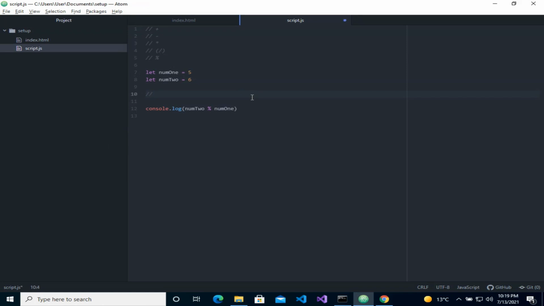Just to clarify, number 2 is equal to 6. We divide by 5. We get 1, remainder 1. Likewise, if we specified this as 11, we'll specify this as 12. We should get remainder 2.